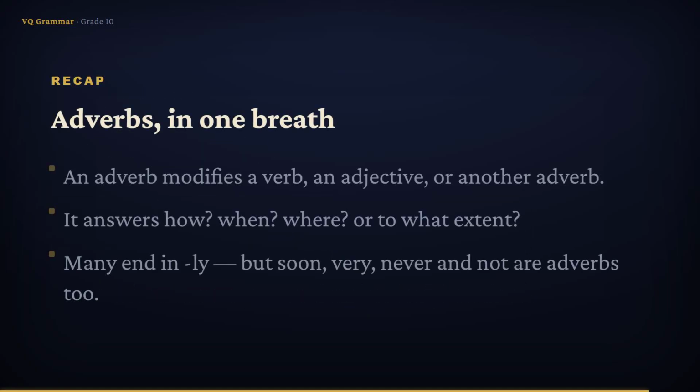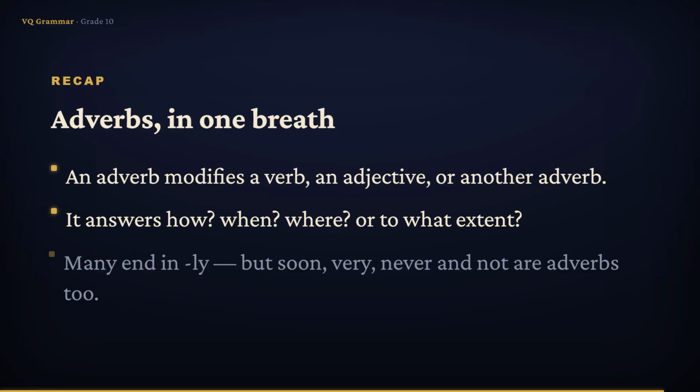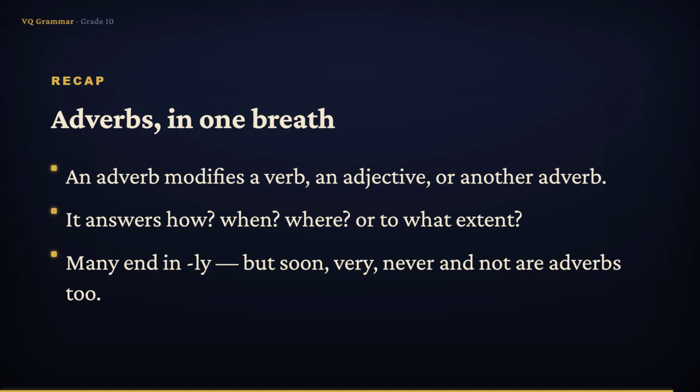Let's gather it all up. An adverb modifies a verb, an adjective, or another adverb. Never a noun. That's the adjective's territory. It sharpens that word by answering one of 4 questions: how, when, where, or to what extent. And while a great many adverbs end in ly, plenty of the busiest ones don't. Soon, very, never, and not are all adverbs. So when you meet a describing word, don't look at its ending. Look at what it lands on.